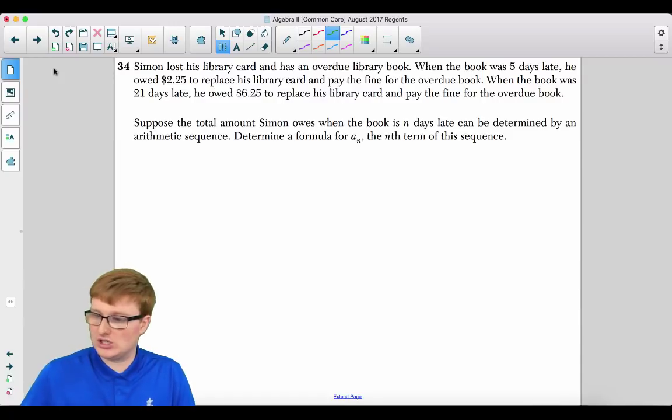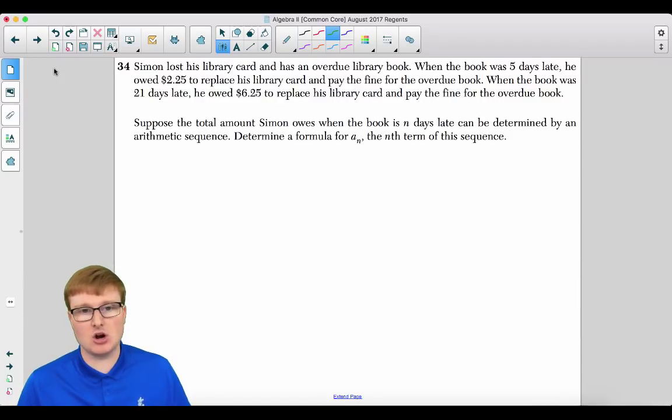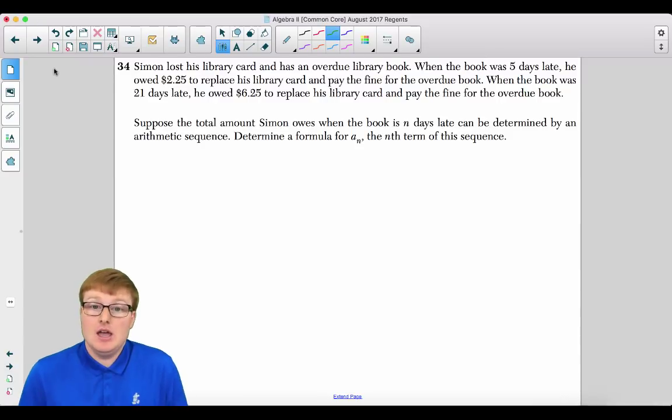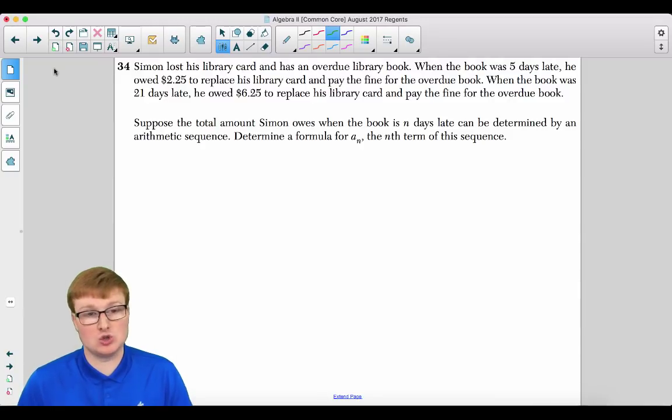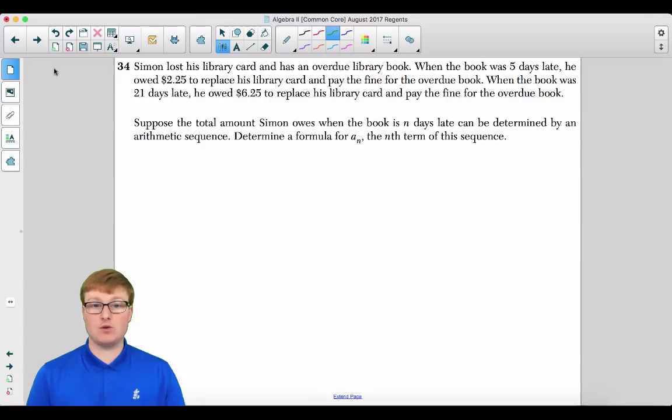Moving on to number 34. Simon lost his library card and has an overdue library book. That's not good. When the book was 5 days late, he owed $2.25 to replace his library card and pay the fine for the overdue book. When the book was 21 days late, he owed $6.25 to replace his library card and pay the fine for the overdue book. Suppose the total amount Simon owes when the book is n days late can be determined by an arithmetic sequence. Determine a formula for a sub n, the nth term of the sequence.